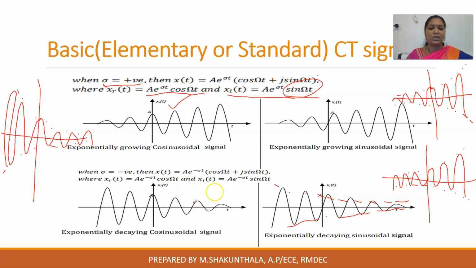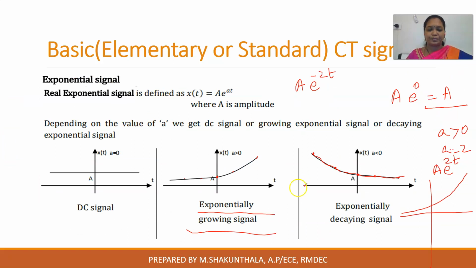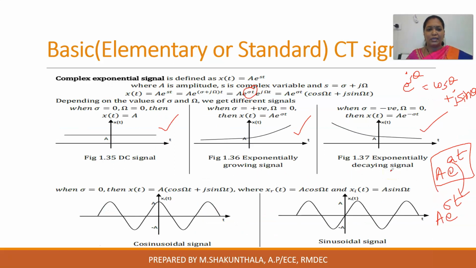Okay, so real exponential signal means this. If a equal to 0, you will get DC. If a greater than 0, you will get exponentially growing signal. If a less than 0, you will get exponentially decaying signal. Next, complex means when omega equal to 0, the complex exponential becomes real exponential signal. So it has all the three cases.